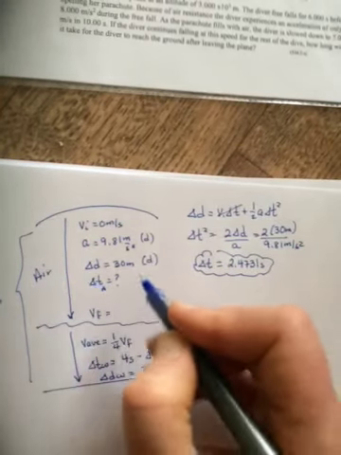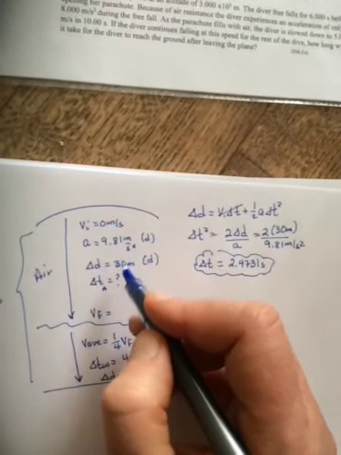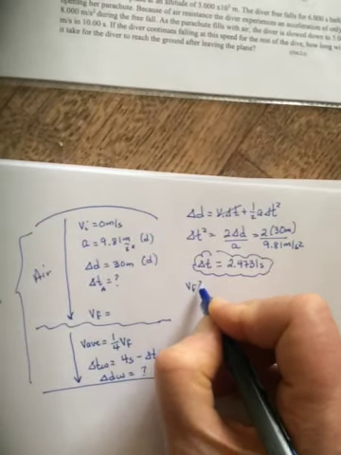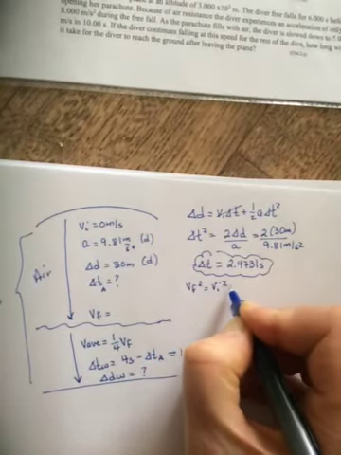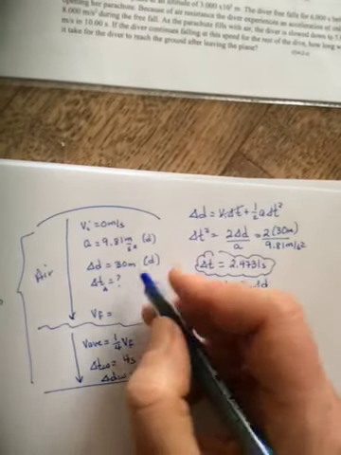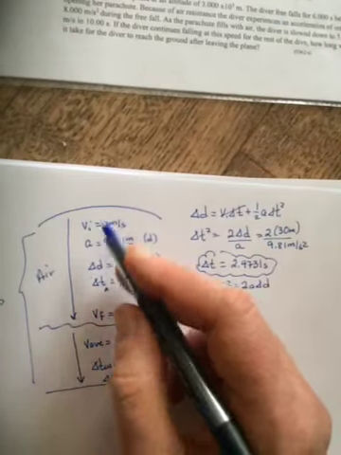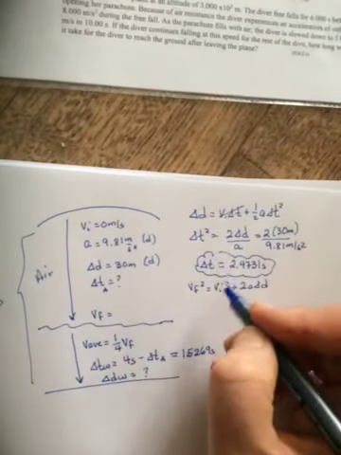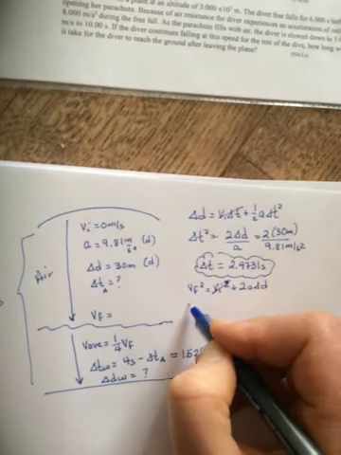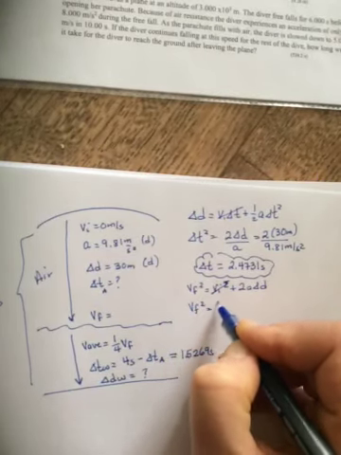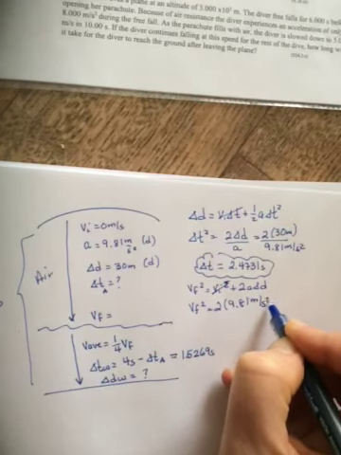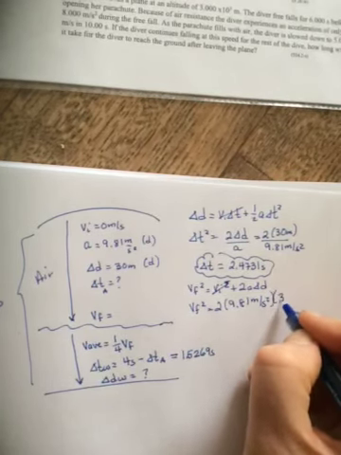So in the air, we have a VI, an A, and a delta D. Probably safest to use VF squared is equal to VI squared plus 2A delta D, just in case you screwed up the time. Yes, you could use A equals VF minus VI over delta T, but just in case you screwed up the time, let's go here. The VI goes to 0, so VF squared is equal to 2 times 9.81 meters per second squared times 30 meters.